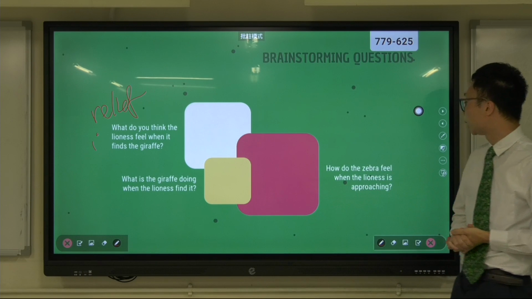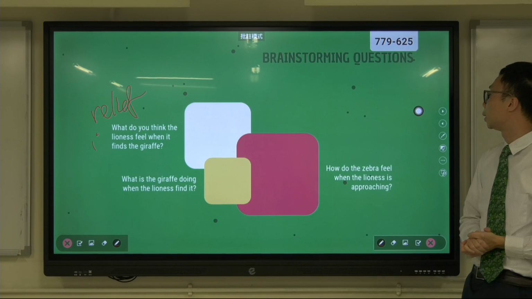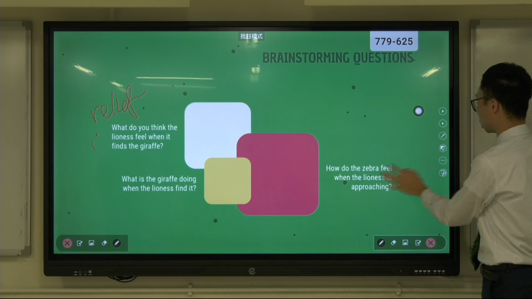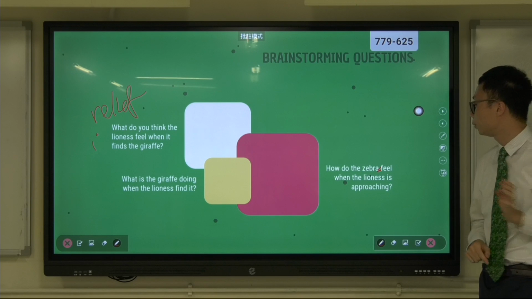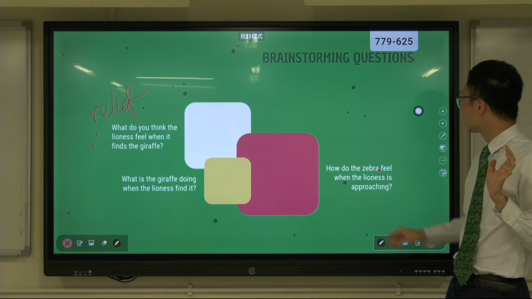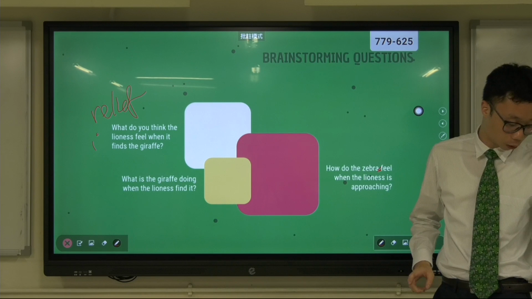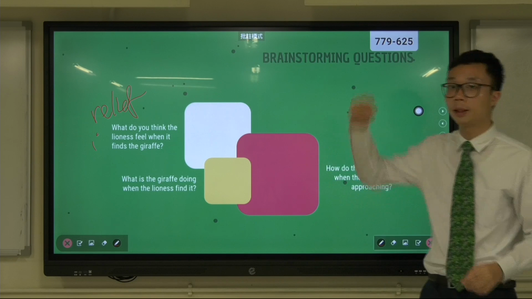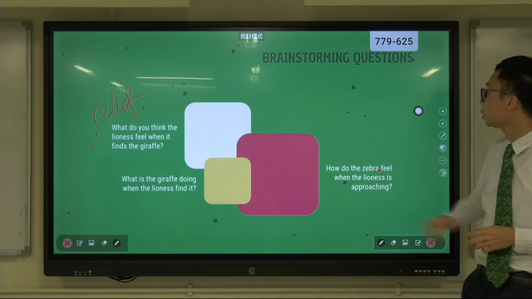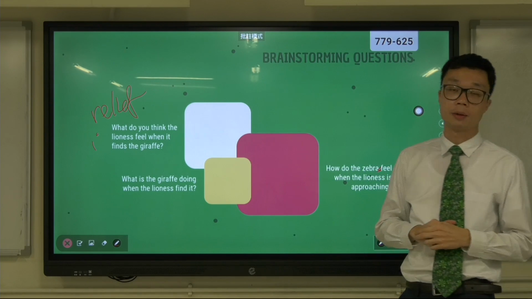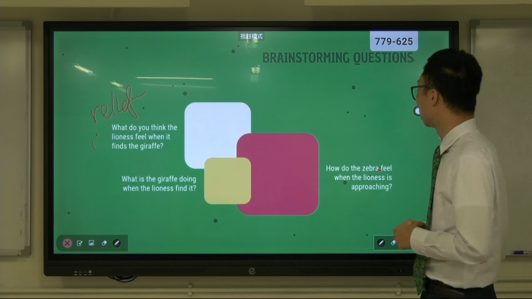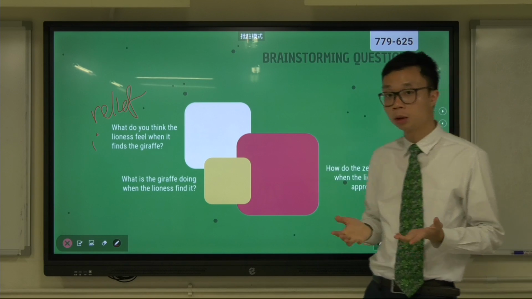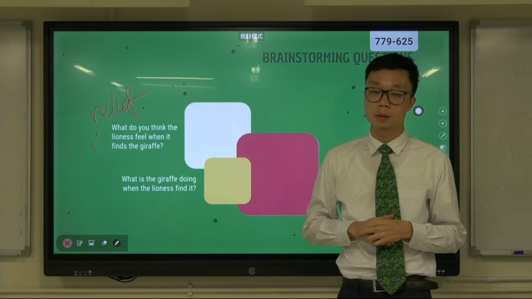Well, okay. And lastly, how about this one? How do the zebras feel? Oh, sorry, let me ask you. How do the zebras feel when the lioness is approaching? So in panel number 2, it's "Run! There is a lioness nearby!" So what do you think the zebras feel? How do they feel? Do you think they're scared? Or frightened, or what else?